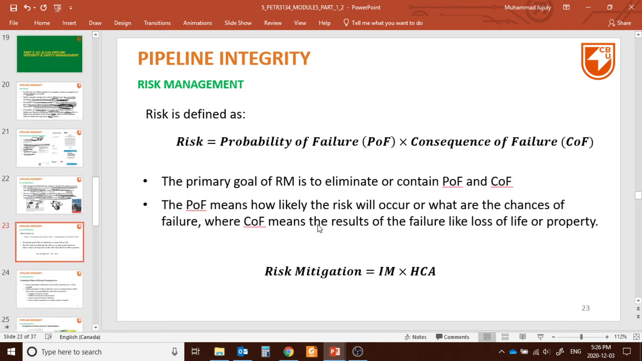Now, what is risk? Risk is defined as the probability of failure times the consequence. This is how we define risk. So POF times COF, that means the probability of failure of anything and the consequence of that failure. If you multiply these two, then you will find the risk.